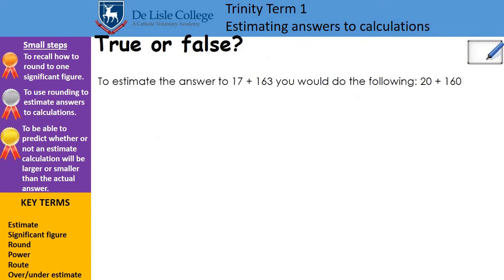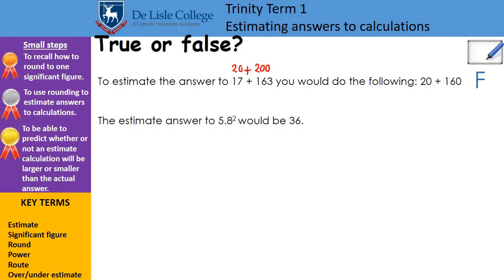Right, true or false? To estimate the answer to 17 plus 163, you would do the following: 20 plus 160. Well, it's false because we know that's right. But to one significant figure, that would actually be 200. Because remember, when we're doing estimate calculations, unless told otherwise, round to one significant figure.